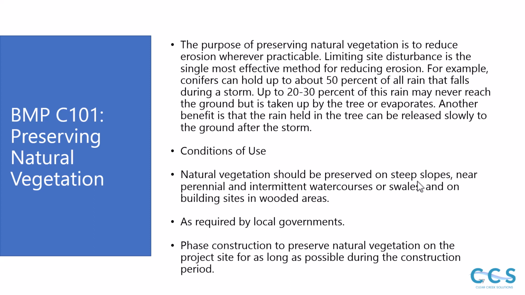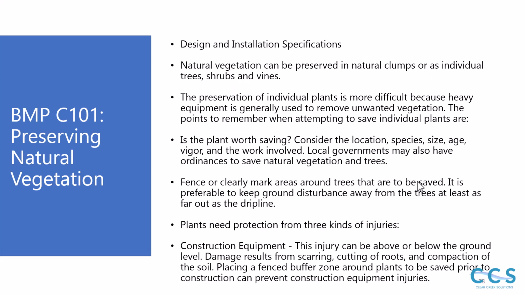So the conditions of use are: natural vegetation should be preserved on steep slopes, near perennial and intermittent watercourses or swales, and on building sites in wooded areas. As required by local governments, phase construction to preserve natural vegetation on the project site for as long as possible during the construction period. Here's some design and installation specifications.